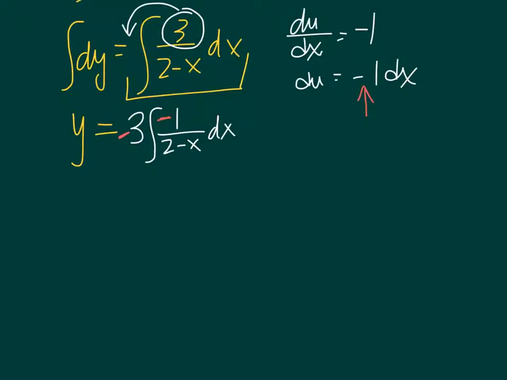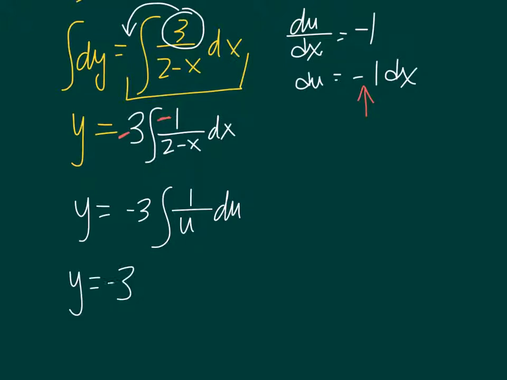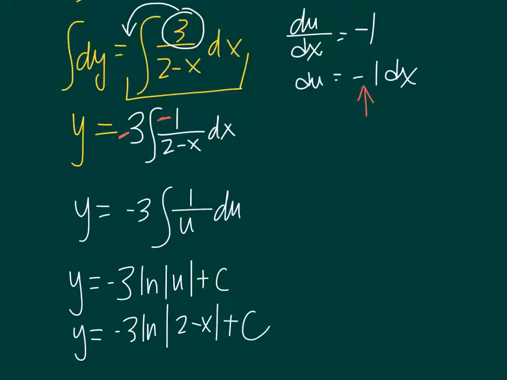Now I can do substitution. So negative 3 times the integral of 1 over u du. Of course, that's our lovely natural log rule that we already know. So I have y equals negative 3 times the natural log of 2 minus x plus C. Now we're given a condition, like we're given a point that actually is on y, so we can plug that in.